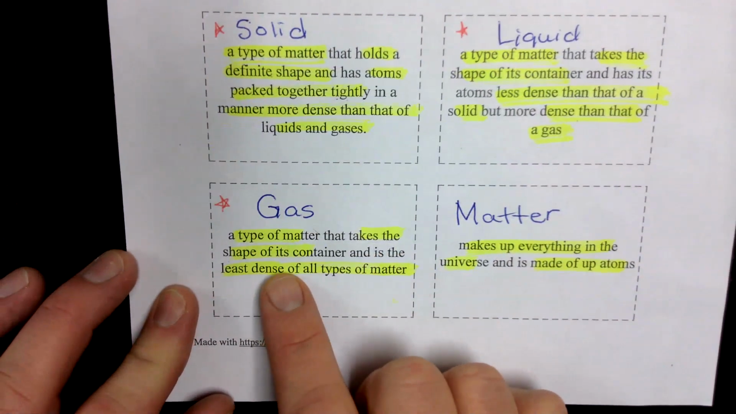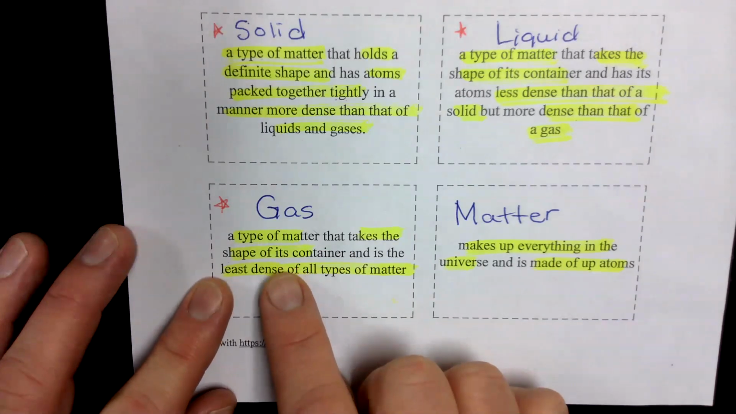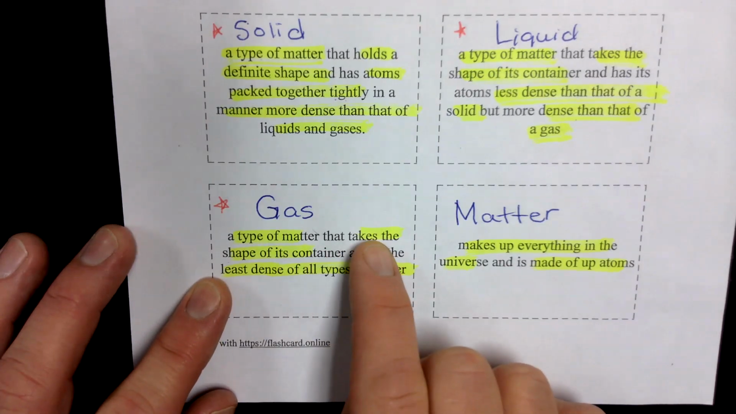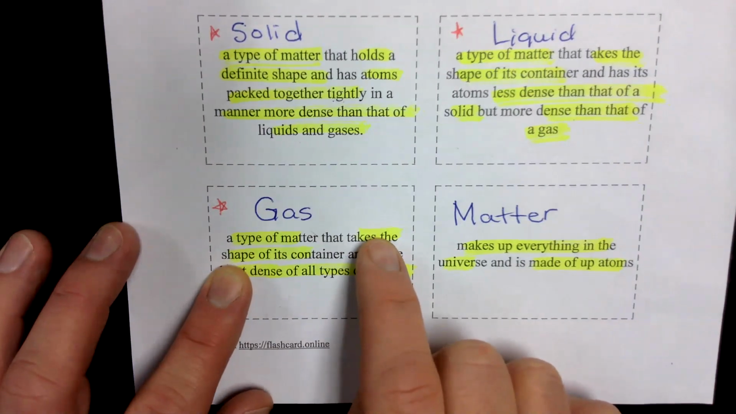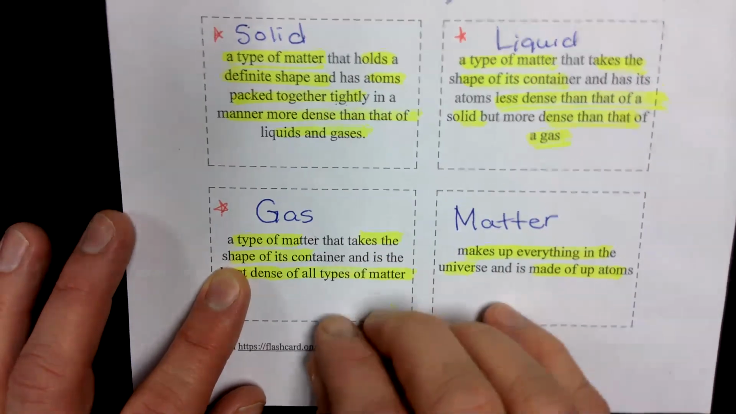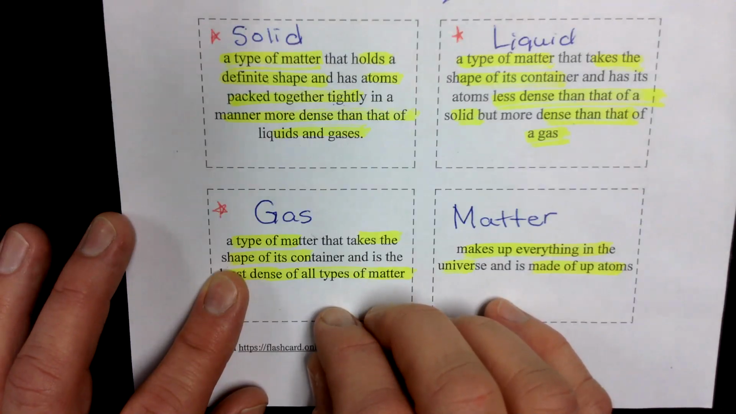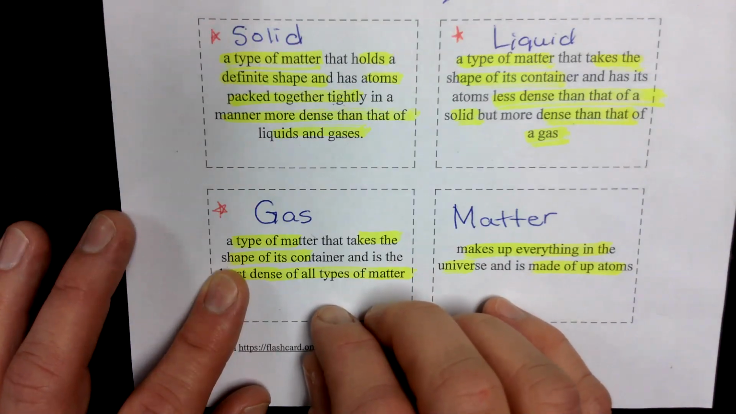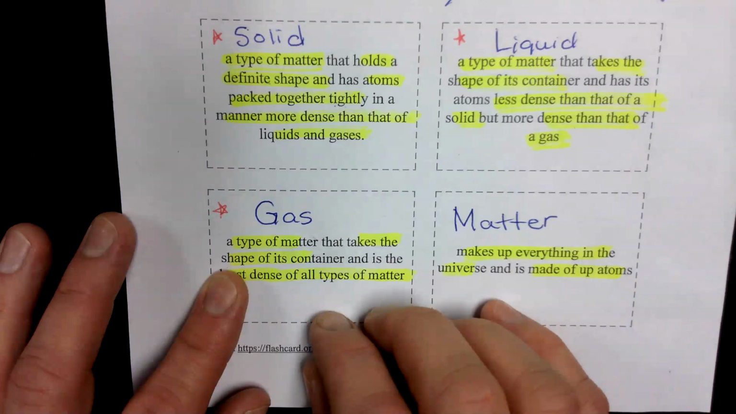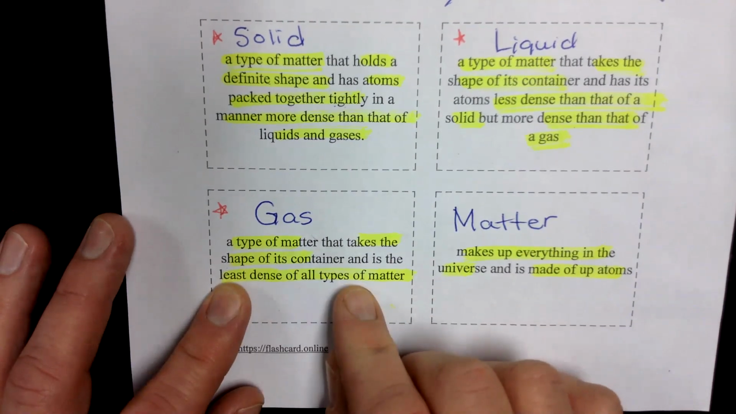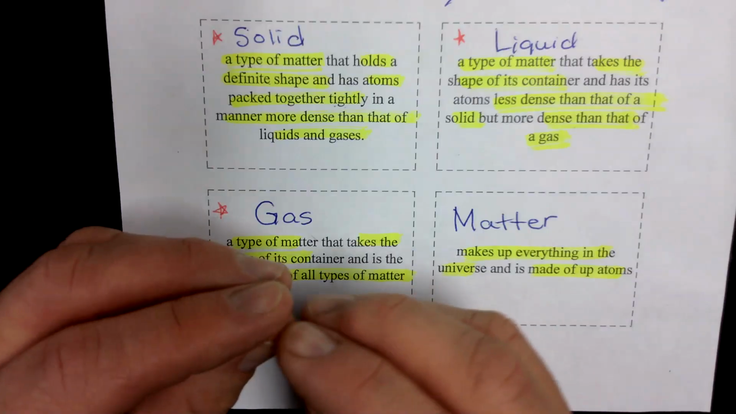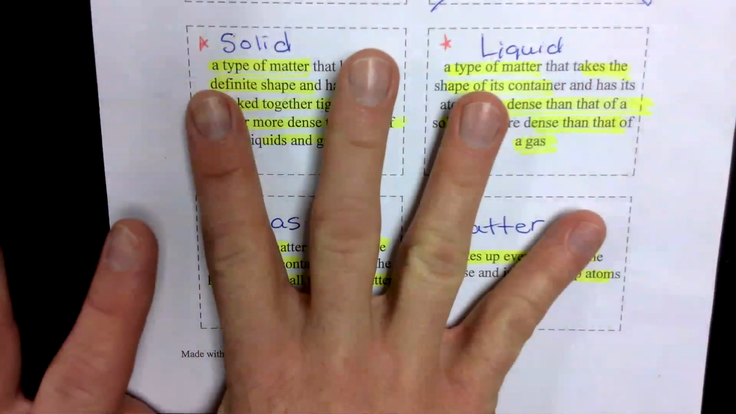A gas. It's a type of matter. It also takes the shape of its container. It has definite volume. That's what that means. And again, I told you that if you were to fill up a balloon, the air would take up the shape of the balloon inside. That's how you know that the gas, or the air, excuse me, has volume. And it's the least dense, because the atoms in there spread out really, really far apart.